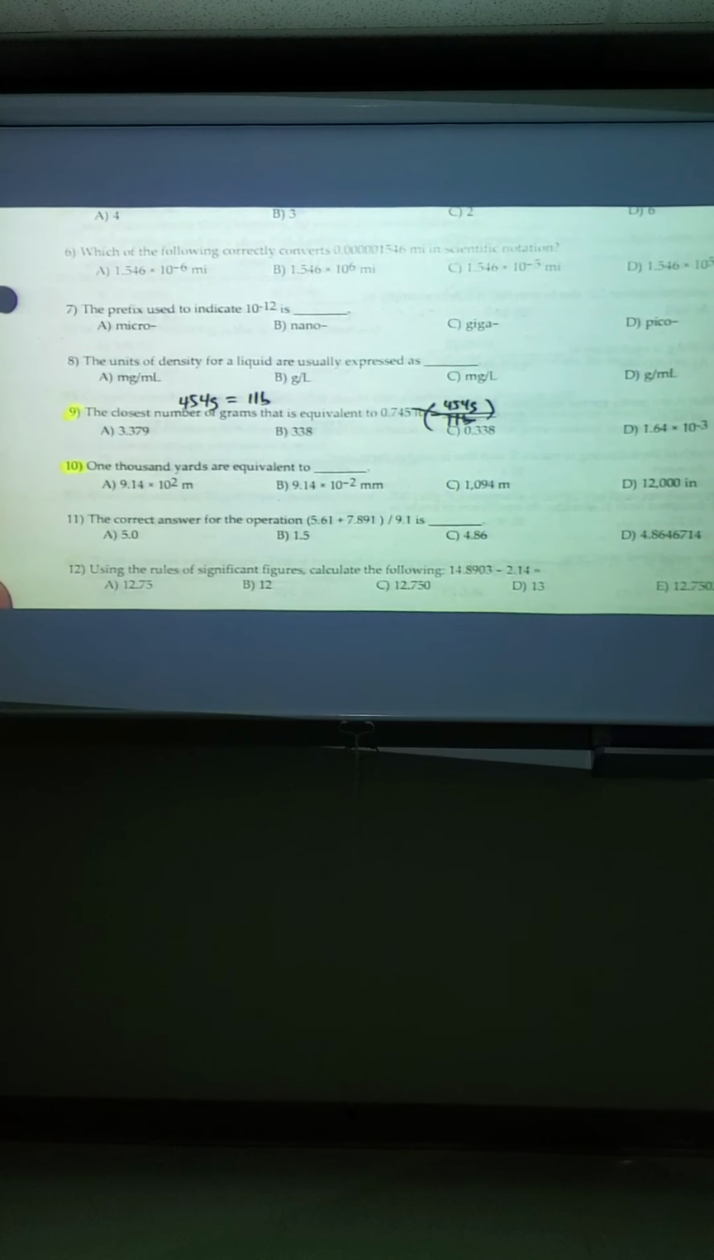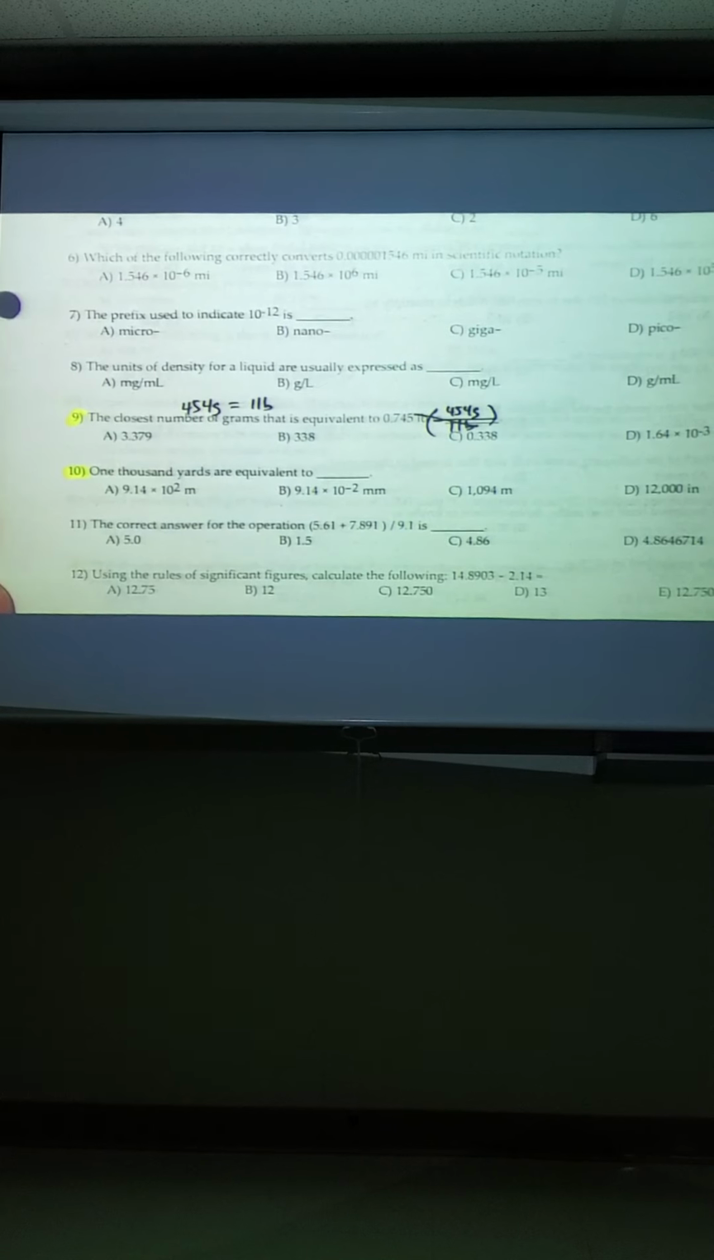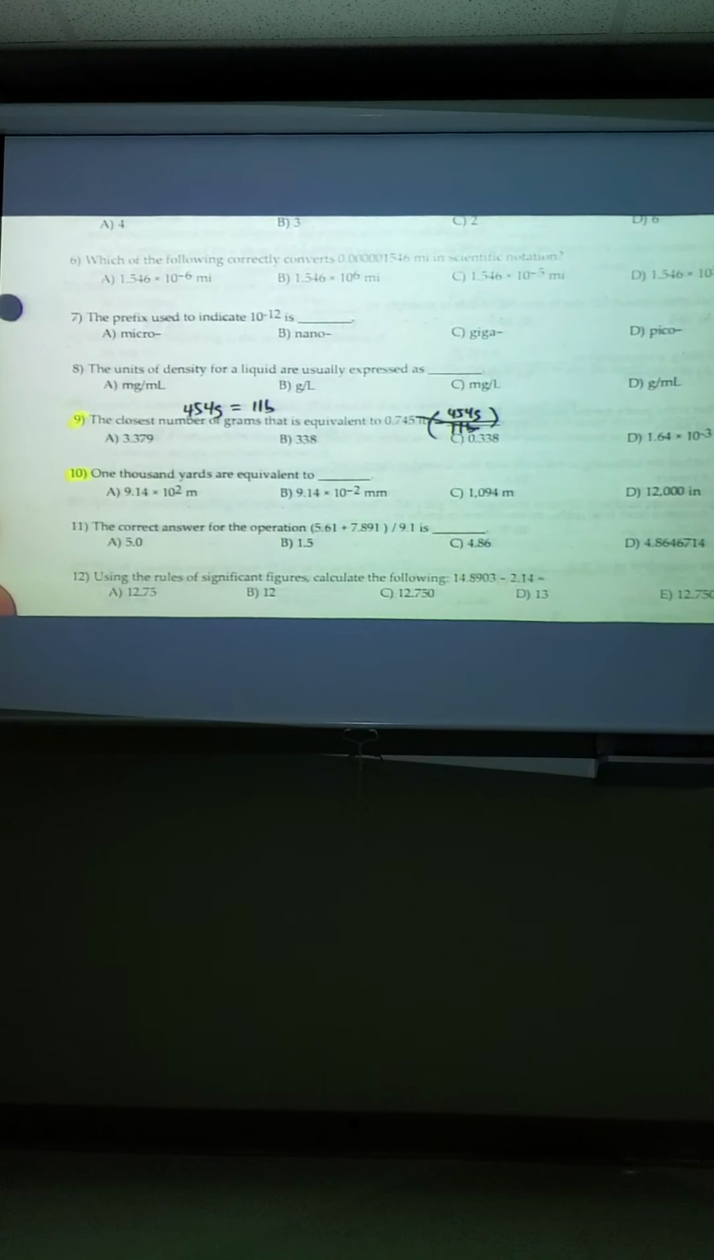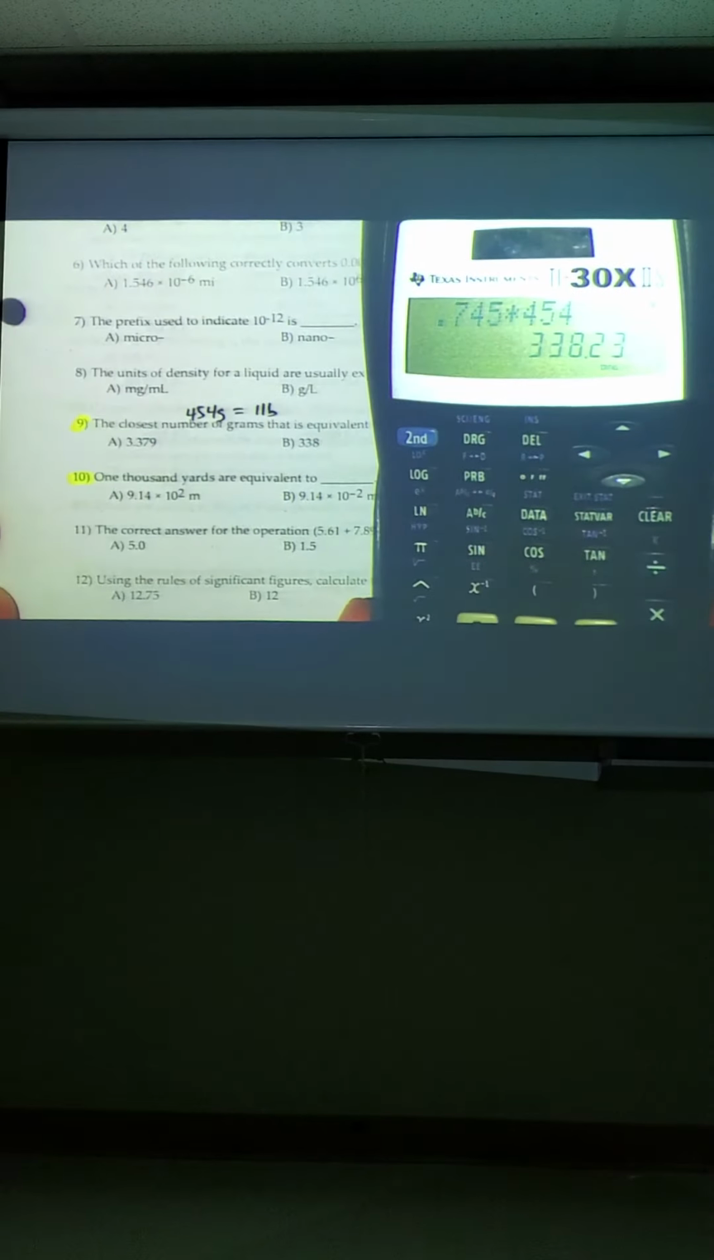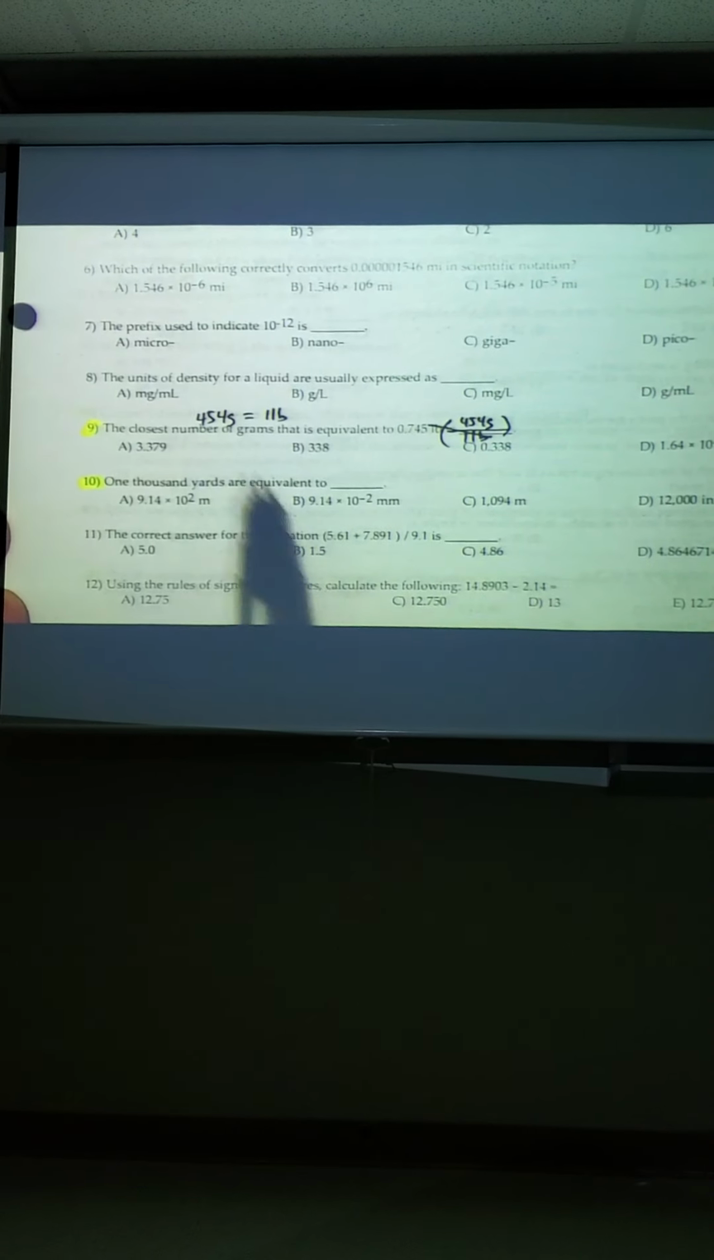So in our calculator, 0.745 multiply 454. We get 338.23, and that's right here. We had 3 sig figs, so we kept 3 sig figs.